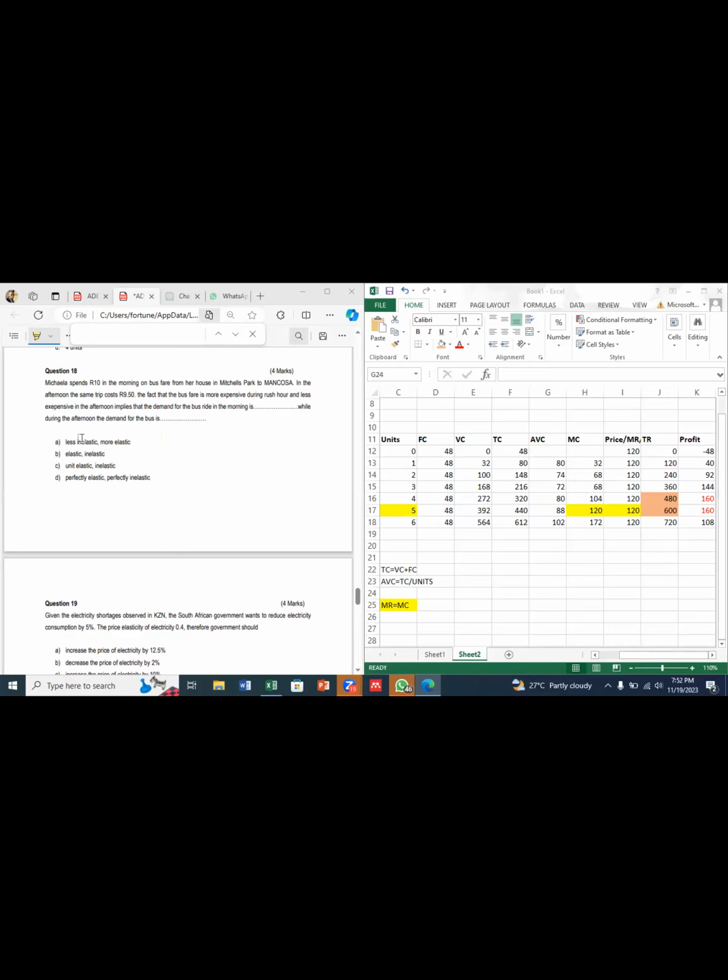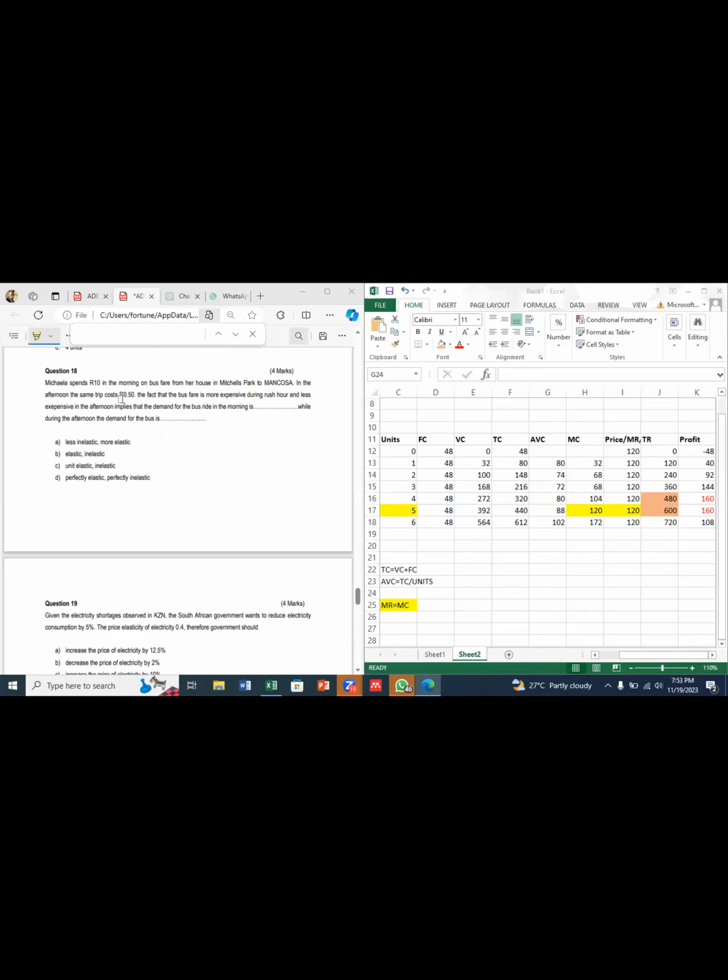But when the demand is elastic, it is price sensitive. And therefore, when the demand is price sensitive, we are going to have changes in demand as prices increase. Therefore, reducing the price would be the most likely scenario. So this one means that in the morning, the demand is inelastic, and in the afternoon, it is likely to be elastic. That is my conclusion, but I don't see anywhere where they are saying inelastic and elastic.